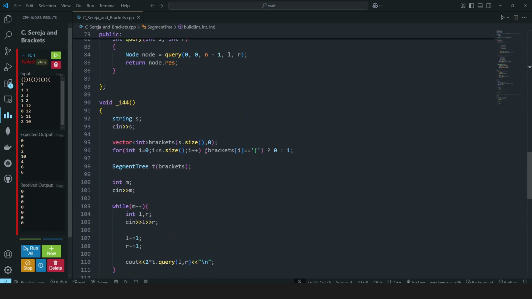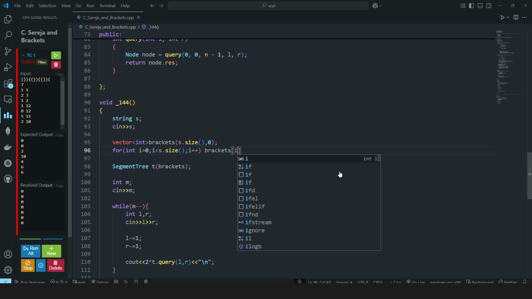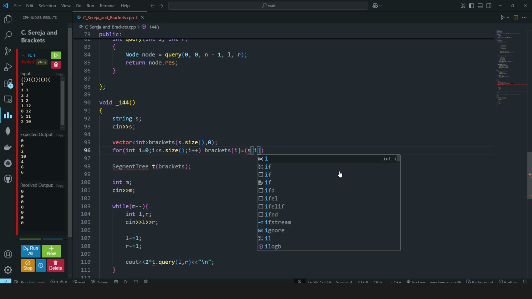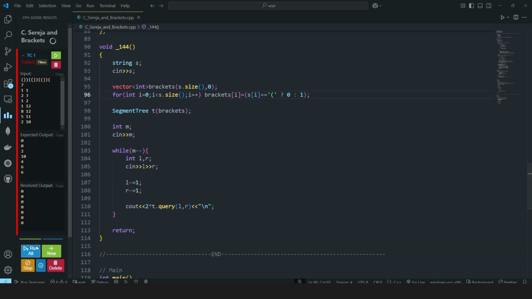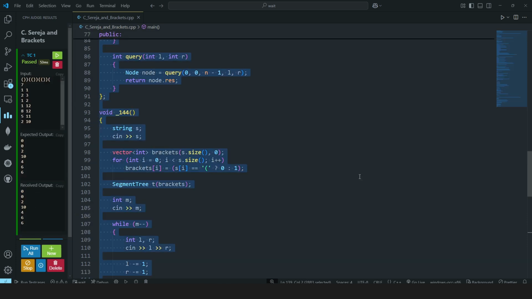Sorry for this silly mistake, I have written wrong here. It should not be like this, rather it should be like that. If I want to store for the ith character here, then I have to check the string only, right? So I will check if s of i is equal to the opening bracket. If it is equal to the opening bracket, then it will be 0, otherwise it will be 1. Sorry for that silly mistake, I directly compared it with these brackets. Now if I run the code, as you can see it is giving me correct output. And now if I try to submit this on the Codeforces platform, let's see if this is completely correct or not.